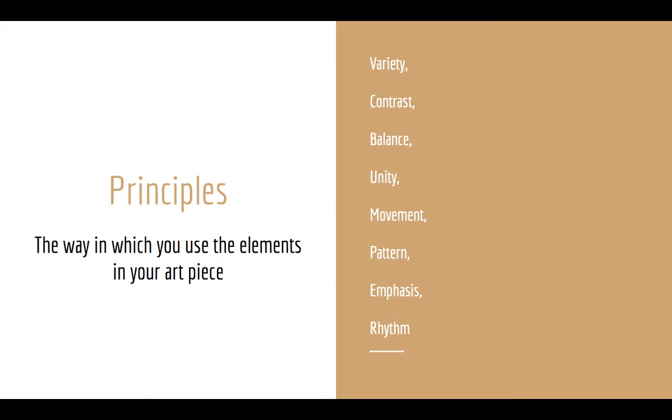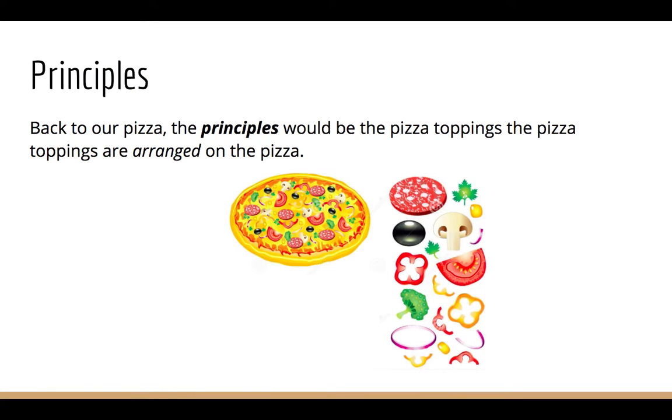So, the principles are the way in which you use the elements in your art piece. So we come back to our pizza analogy. The principles would be like the way that you arrange all the toppings on the pizza. So remember, the elements are the toppings. The way you arrange them on the pizza would be the principles.